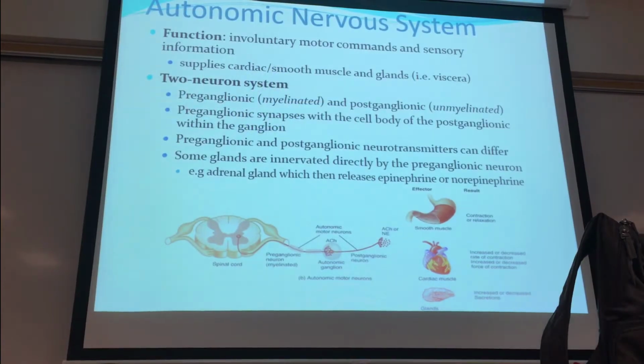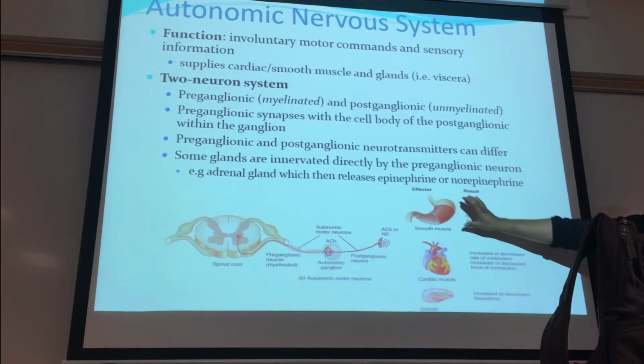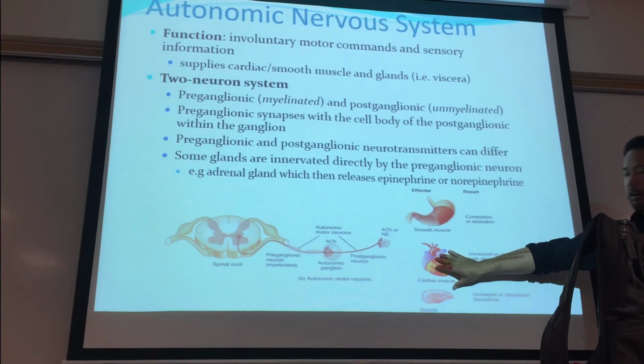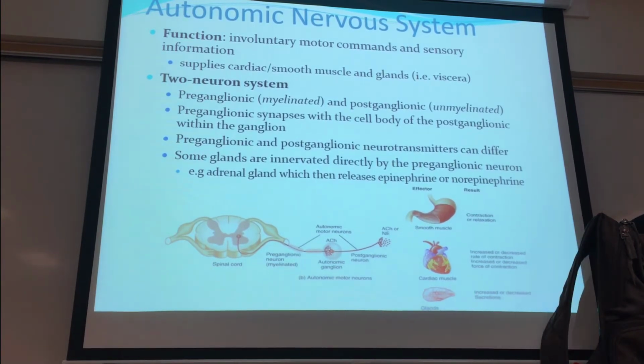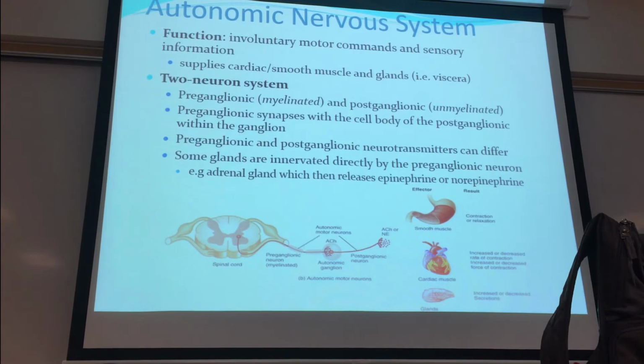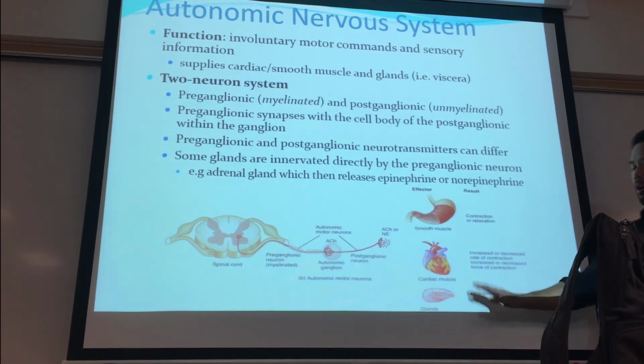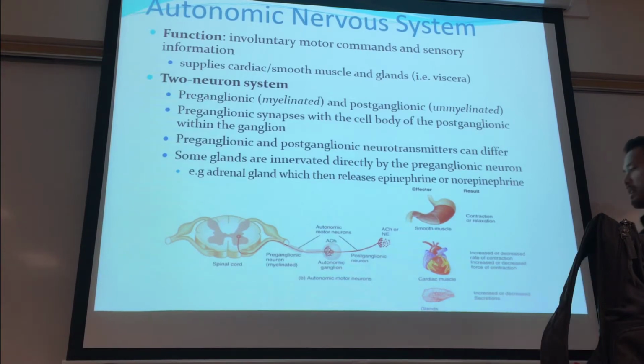And what exactly are going to be our targets? Either the smooth muscle, cardiac muscle, as well as any of the glands that will be able to secrete some of the hormones, the exocrine glands that are going to secrete whatever we're trying to secrete, whether it's sweat, digestive enzymes, you name it.